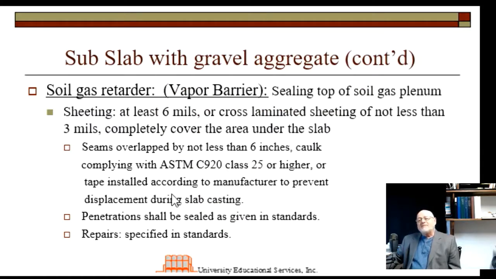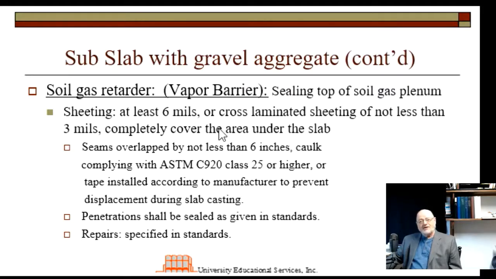Some of the details that are given in the standards, and I point this out here to you not so that you remember it from this slide, but rather so you'll see what kinds of details are given in the standards, that the standards have in fact worked out the best way to do these things. So, let's talk about the soil gas retarder on this slide, and that's just a vapor barrier. That's that plastic sheet you're putting down. And it should be at least 6 mils in thickness or cross-laminated with 3 mils of thickness.